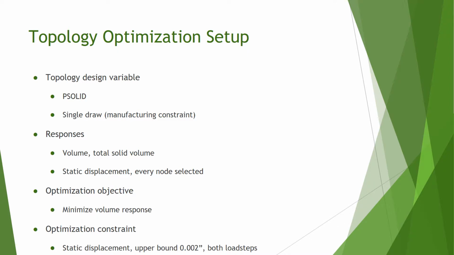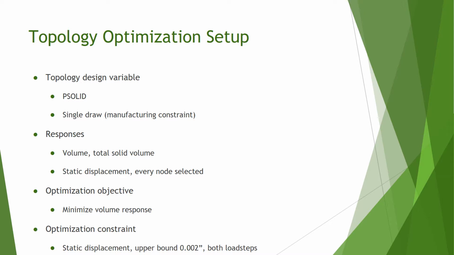With a successful FEA analysis run, the topology optimization setup is created. A topology design variable is created in HyperMesh, having a manufacturing constraint of a single draw, taking into account that the Waterjet process is the chosen manufacturing process. Responses for the optimization are selected as total volume and the static displacement of every single node in the FEA mesh. The optimization objective is defined to minimize the volume response, therefore minimizing mass of the final rocker.